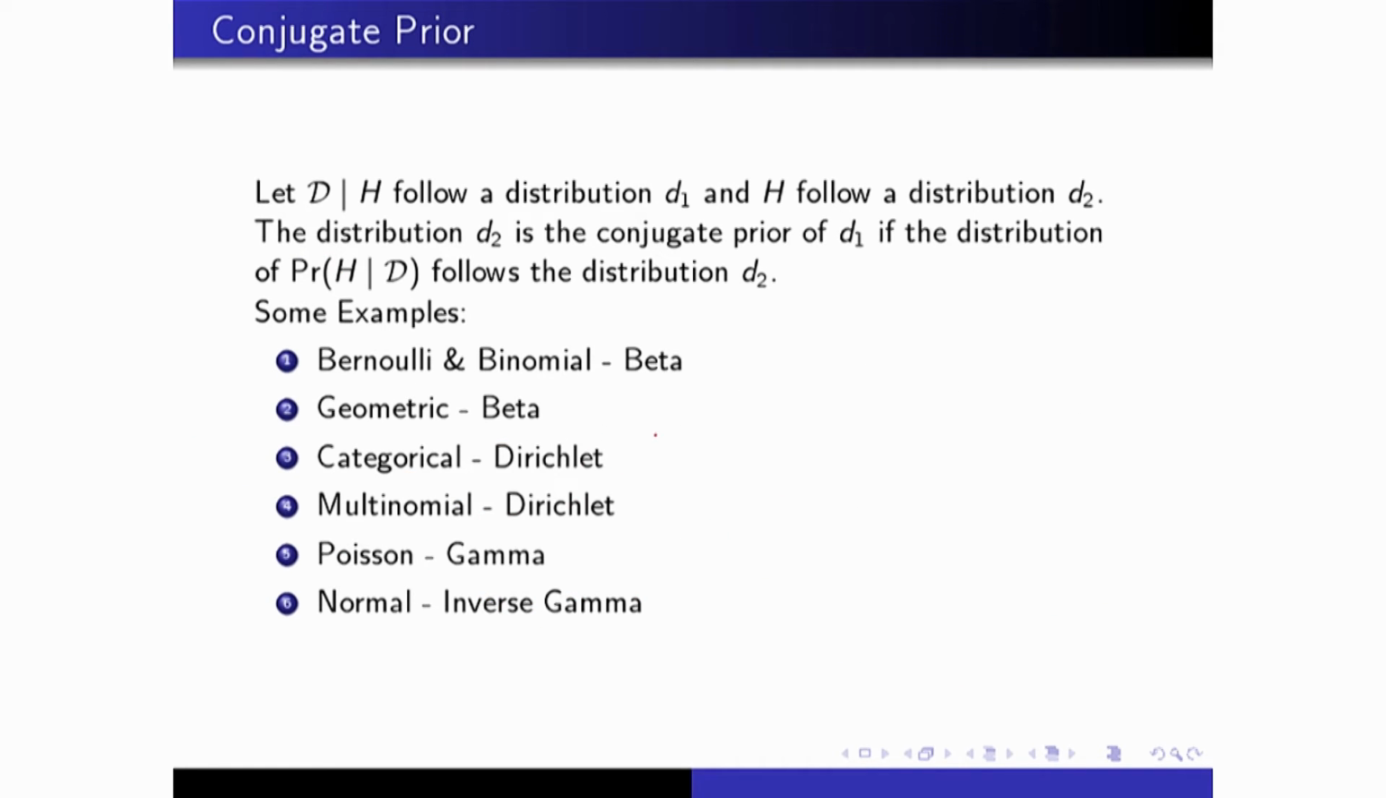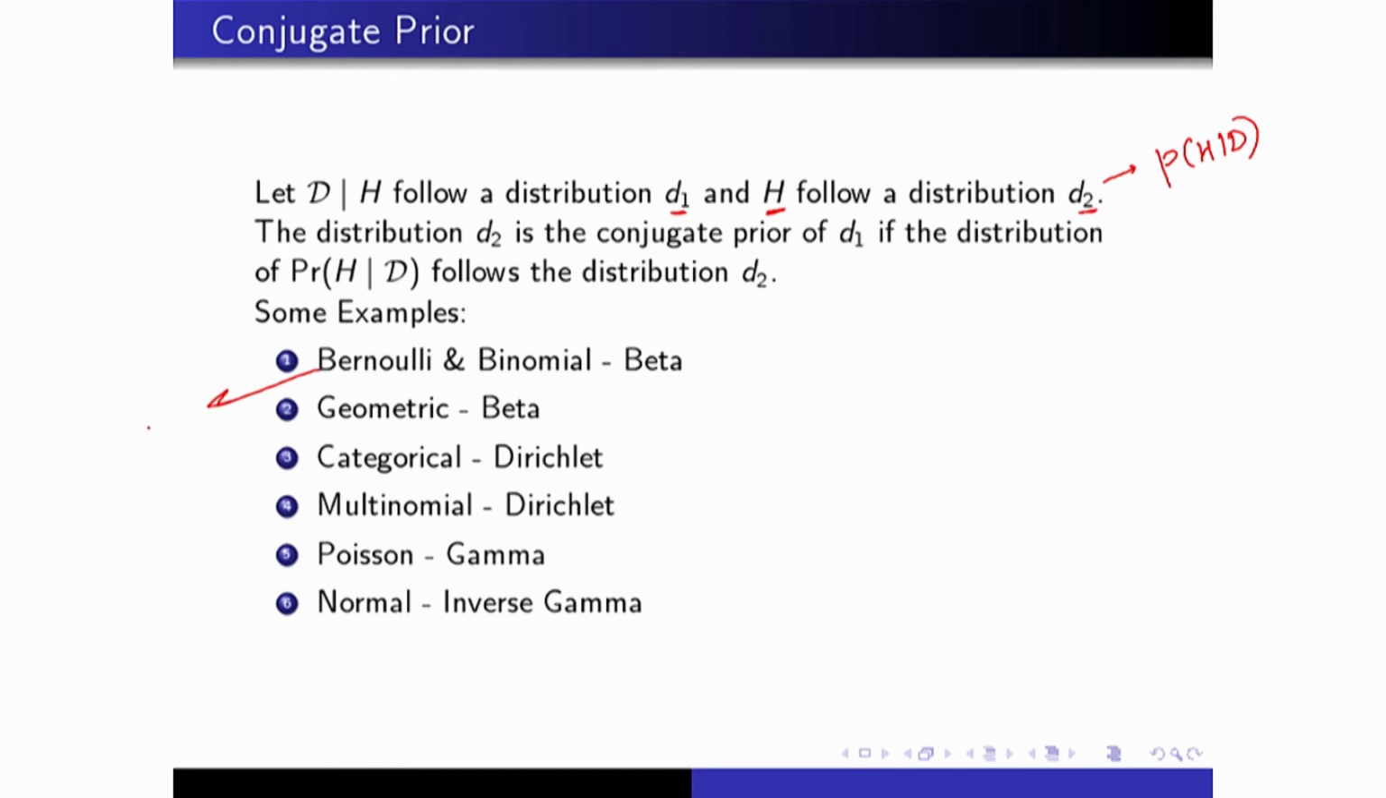Now, one more point before we get into specifics. What is the desirable form of probability of data given heads? So if the probability of data given heads follows a distribution D1 and H follows a distribution D2, what we would like is probability of the hypothesis given the data, the posterior, also follows D2. So D2 is the conjugate prior of D1 if the posterior follows the same distribution D2 as the prior. Are there examples? Yes, indeed.